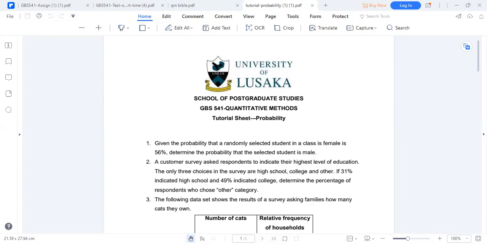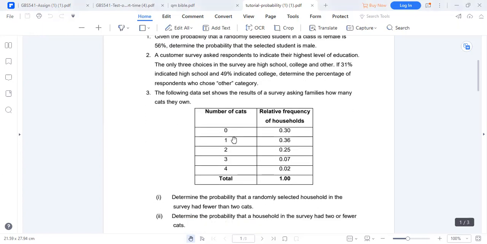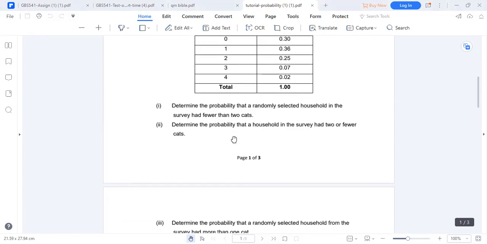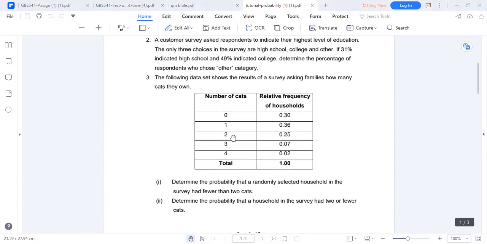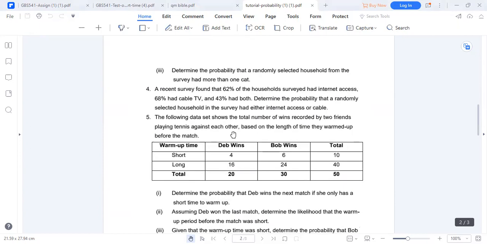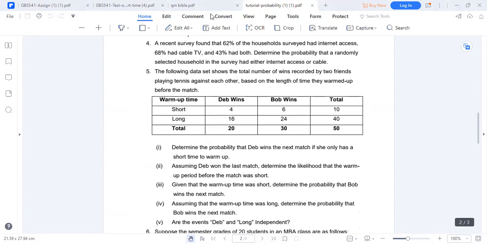So in probability, we have what we call conditional probability. We have what we call random variables. We also have what we call the probability distributions. So I'm going to start with probabilities with contingency tables.